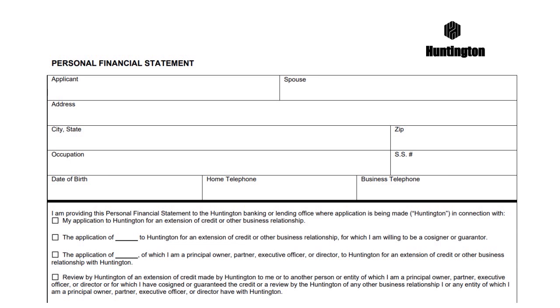The second box says the application of so-and-so to Huntington for an extension of credit or other business relationship for which I'm willing to be a co-signer or guarantor. So this is if you are acting in a co-signer or guarantor capacity, you're not the primary applicant, so you check the second box. The third box, you will check if the application of so-and-so, of which I am the principal owner, partner, executive officer, or director, to Huntington for an extension of credit or other business relationship with Huntington. And the fourth part says review by Huntington.